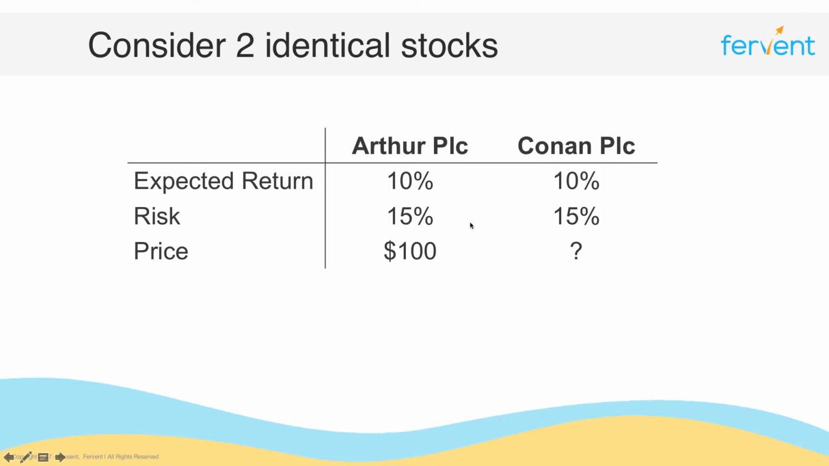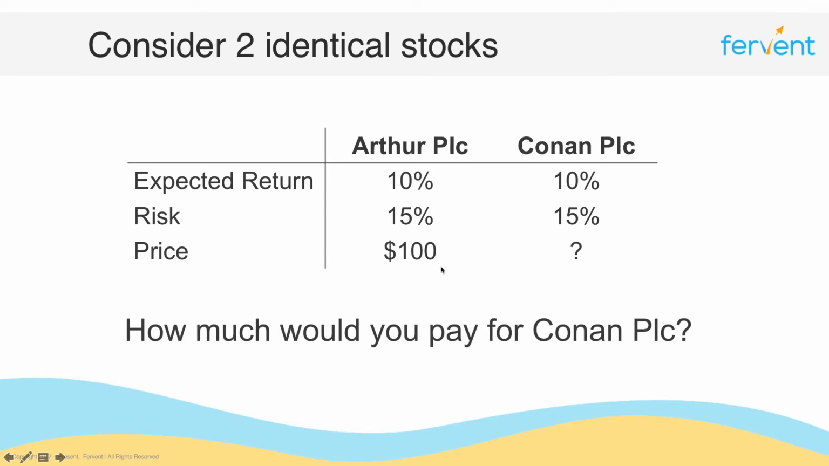You don't need to worry about how I got these figures. To be honest, I completely made them up. For now, just assume that this data is true. And further assume that the price of Arthur plc is known to be $100. If all of that is true, how much would you pay for Conan plc? It's a good idea to pause the video right now and try and think about how much you're willing to pay for Conan plc.